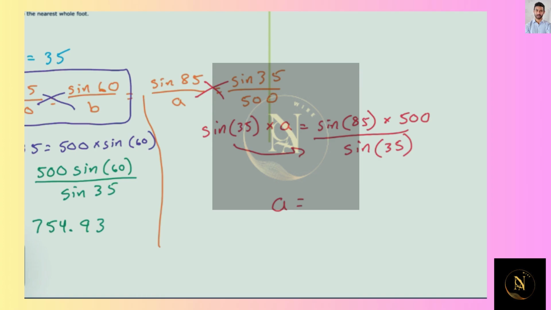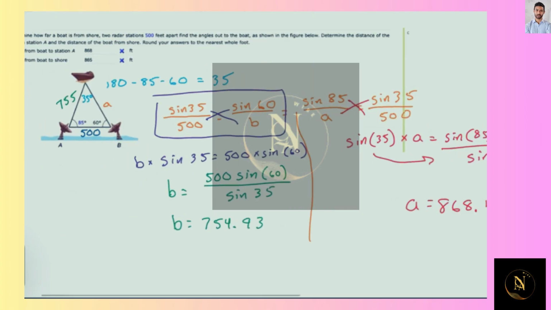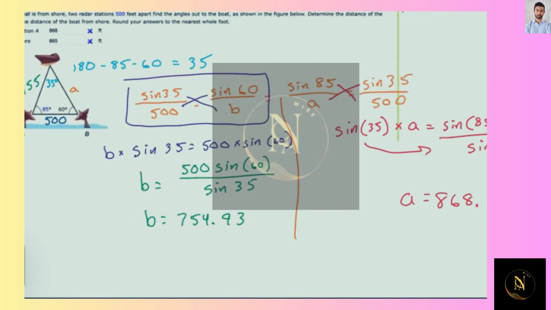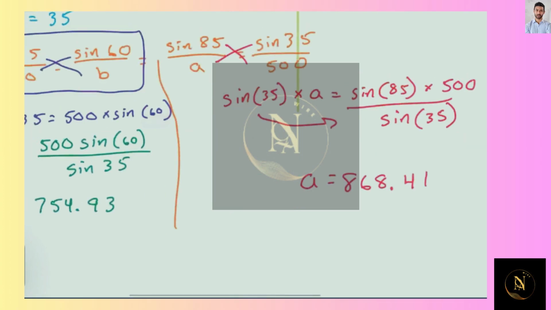So let's do that now. We're going to do sine 85 times 500, and we'll divide that by sine 35. That will give me 868.41. We can put that in. It does say, again, nearest foot, and so that would be 868.